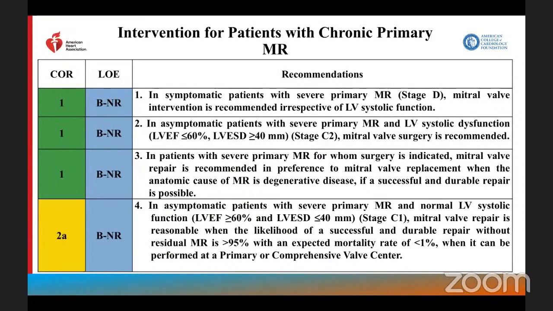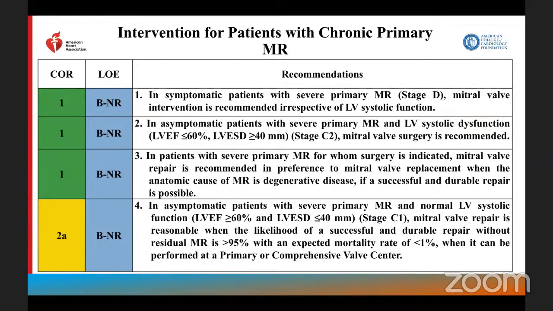Intervention for patients with chronic primary MR. It's a class 1 recommendation for symptomatic patients with severe primary MR to go with mitral valve intervention irrespective of LV systolic function. That's a new statement also, adding irrespective of LV systolic function. It's a class 1.